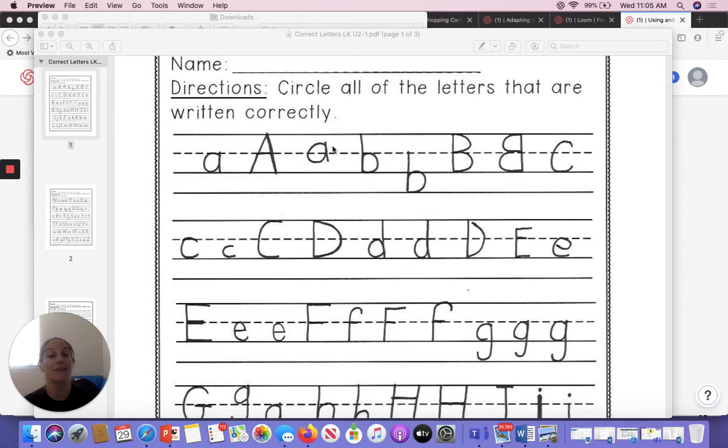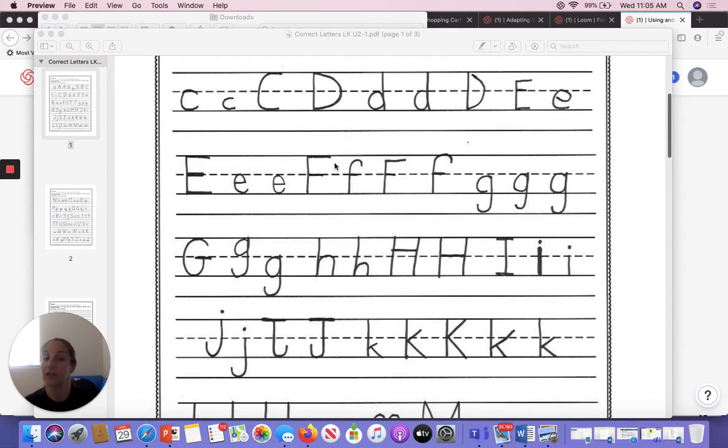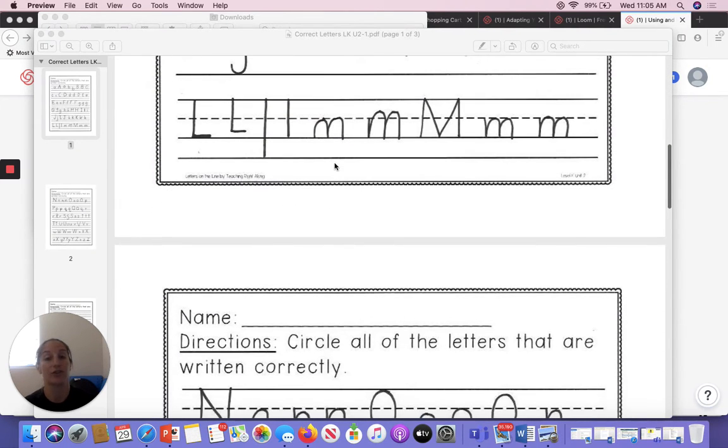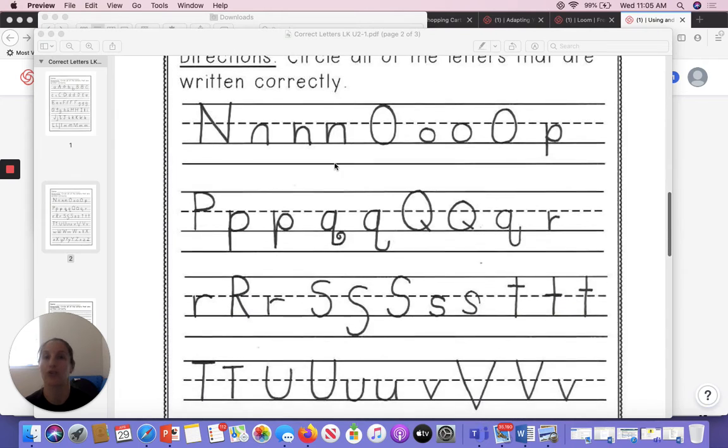This uppercase A is also formed properly and it is touching the right lines. However, this one is incorrect. While it is a proper A, it is not touching the correct lines, so it is not written correctly. So these first 2 pages, you are going to circle all of the letters that are written correctly.